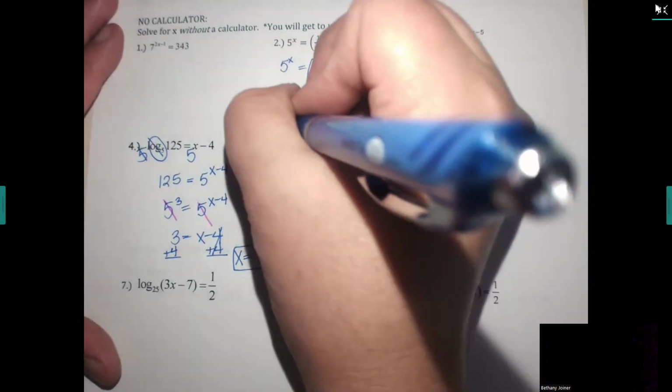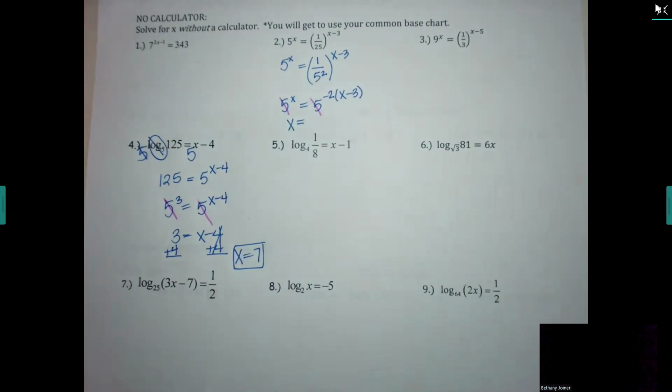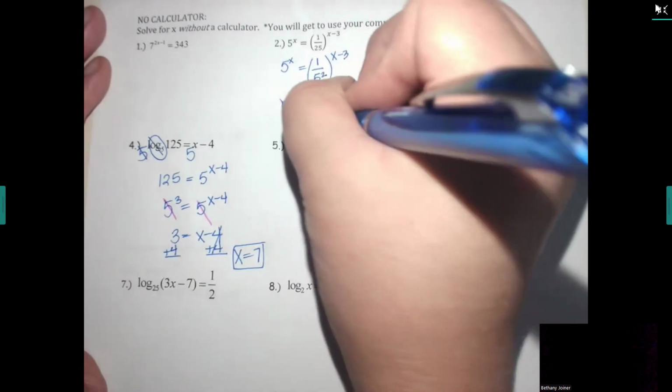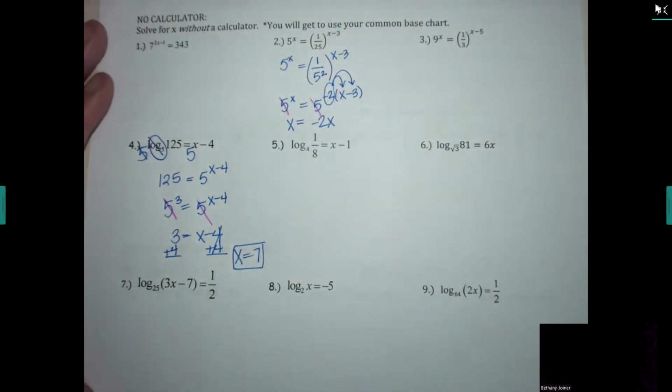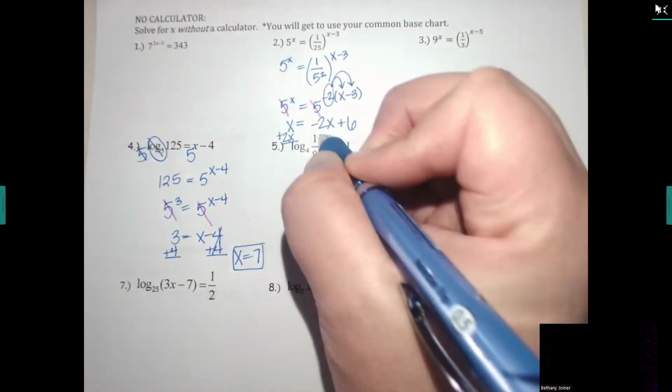So I have x equals. Remember that whatever old exponent was already there, you're going to have to distribute into that. So my negative 2 times x is a negative 2x. What about negative 2 times negative 3 plus 6? Okay, from there, what do we do next? Get our x's together. Okay, plus the 2x across.